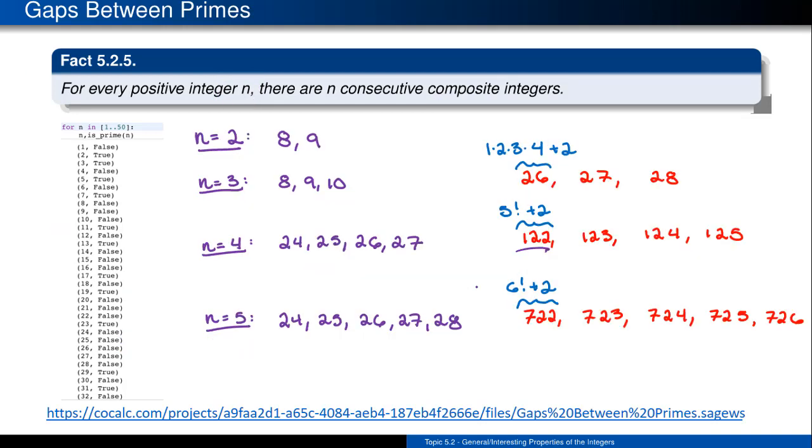So if I wanted to, I could push this idea a little bit farther. I just looked at this example right here: if n is 3, I can look at taking 4 factorial and adding 2 to it, adding 3 to it, or adding 4 to it. So if I wanted to look for a run of 4 numbers that have this property that none of them are prime, I could look at 5 factorial, and I could add 2 to it to give me 122. I could add 3 to it to give me 123. I could add 4 to it, which gives me 124, or I could add 5 to it, which gives me 125.